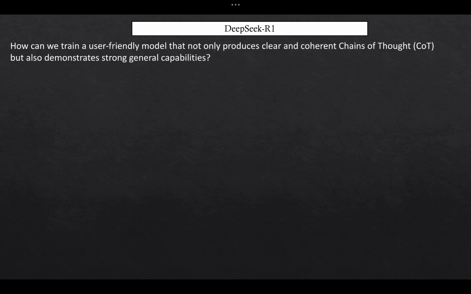So to solve the issues like lesser readability and language mixing, they come up with this DeepSeek R1 version, where they try to train a user-friendly model that not only produces clear and coherent chain of thought prompts, but also can demonstrate strong general capabilities, right? So what they do is they start with the DeepSeek V3 base, which was also used in case of DeepSeek R10 version. But here, in case of DeepSeek R1 model, they followed a different path, right? So let's talk about that path.